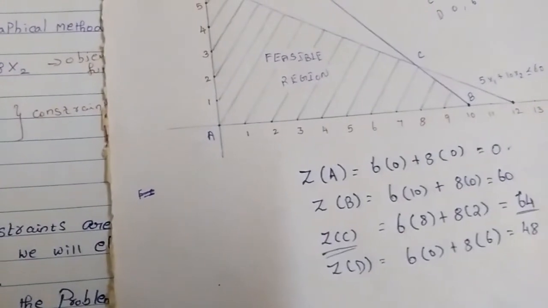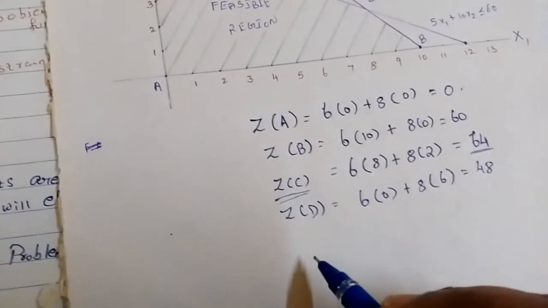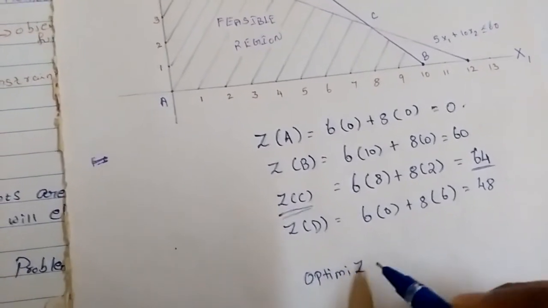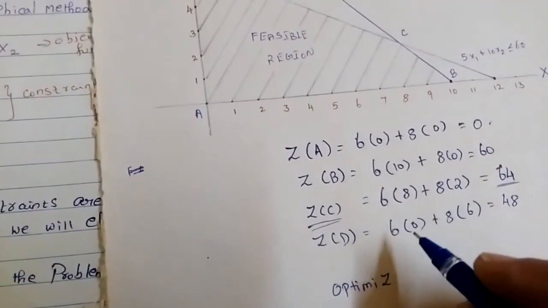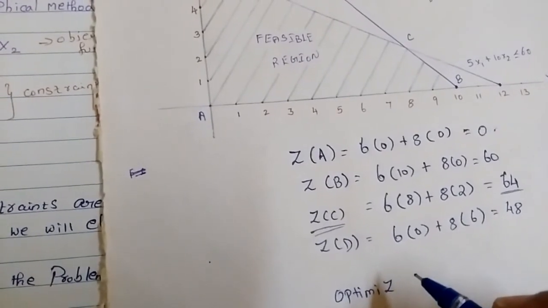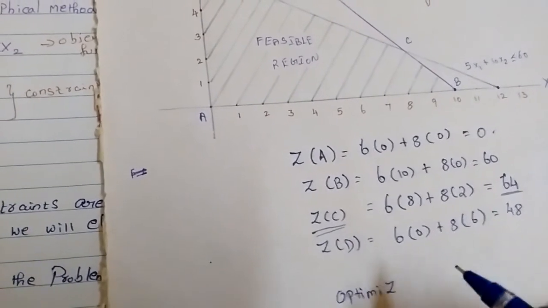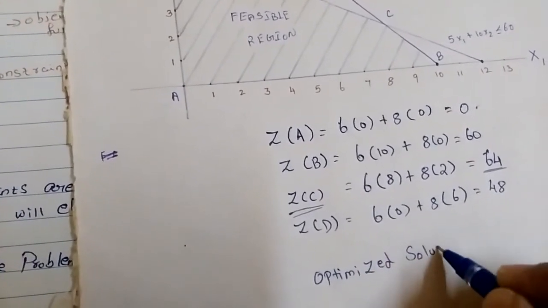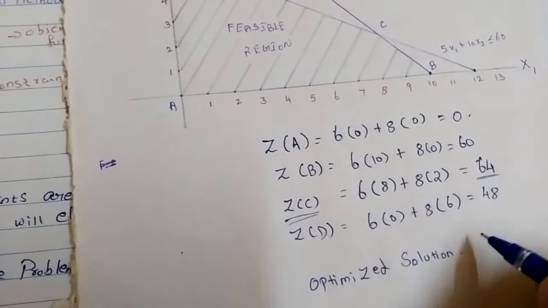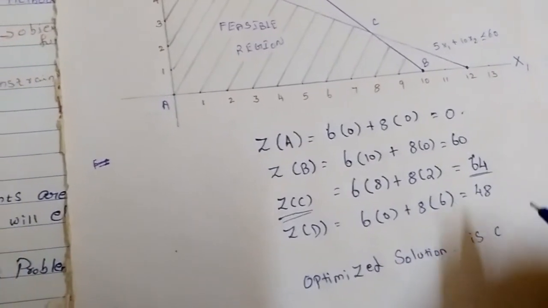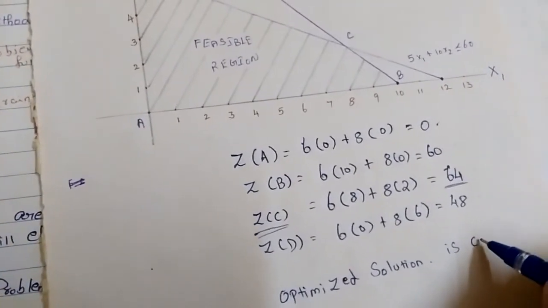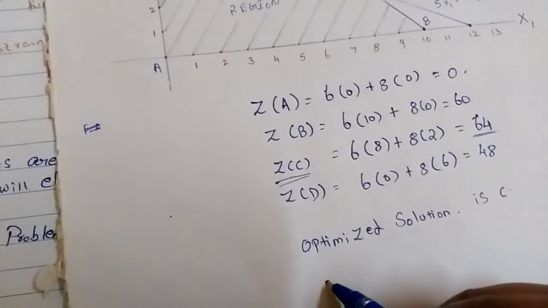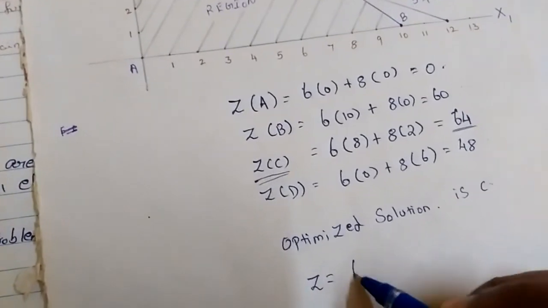Here the optimized value is not maximum, not minimum. Optimized in the sense of profitable. The optimized solution is at point C, that means the C corner point. So Z is equal to 64.